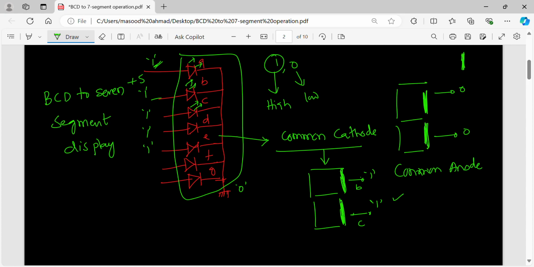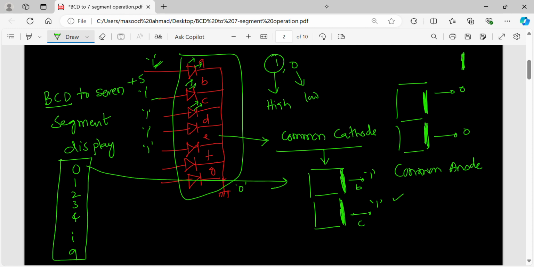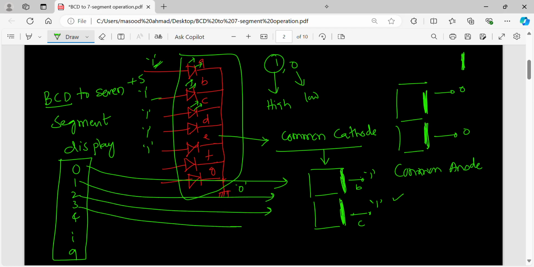Right. So what is BCD, binary coded decimal? Its values go from 0, 1, 2, 3, 4 up to 9. So if I give the input 0 to 9, if I give 0, it has to display 0. If I give 1, it has to display 1. If I give 2, it has to display 2. If I give 3, it has to display 3. So what is the input? Inputs are 0, 0, 0, 0 to display 0. 0, 0, 0, 1. 0, 0, 1, 0. So on and so forth, up to 1, 0, 0, 1, starting from 0 to 9.